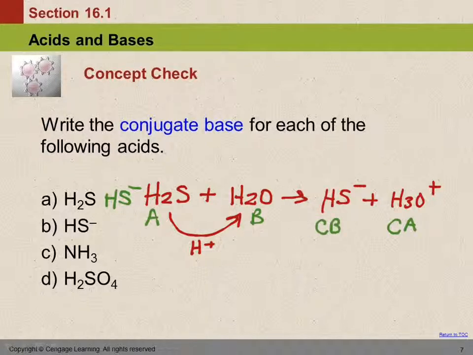How about this one? HS minus. Subtract an H plus. What do we get? S2 minus. Sometimes we show these with a slash because they're a pair. What happens if we take a hydrogen ion, H plus, from NH3? NH2 minus.